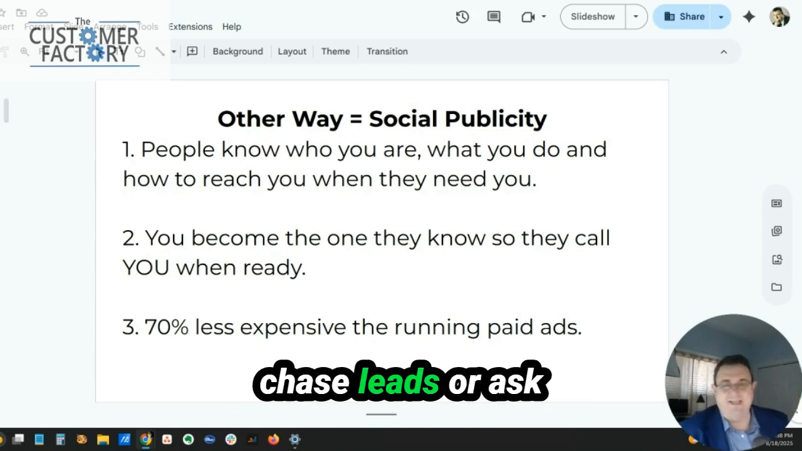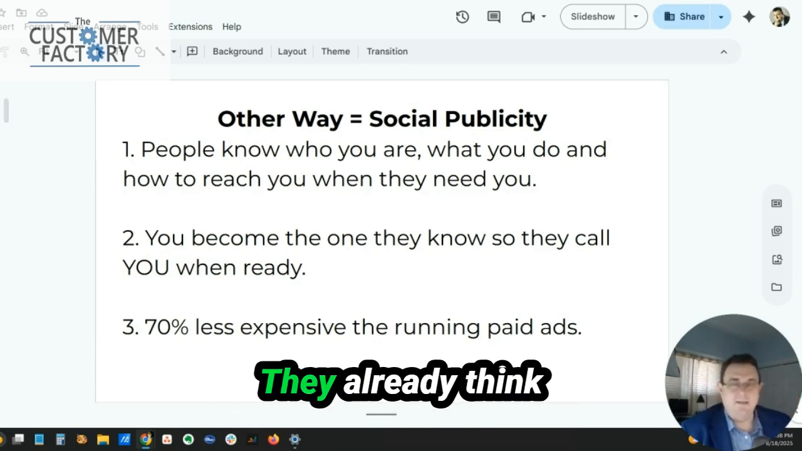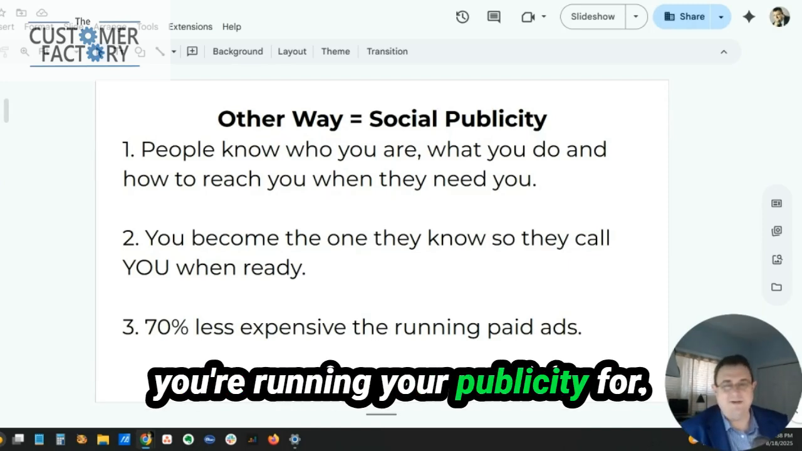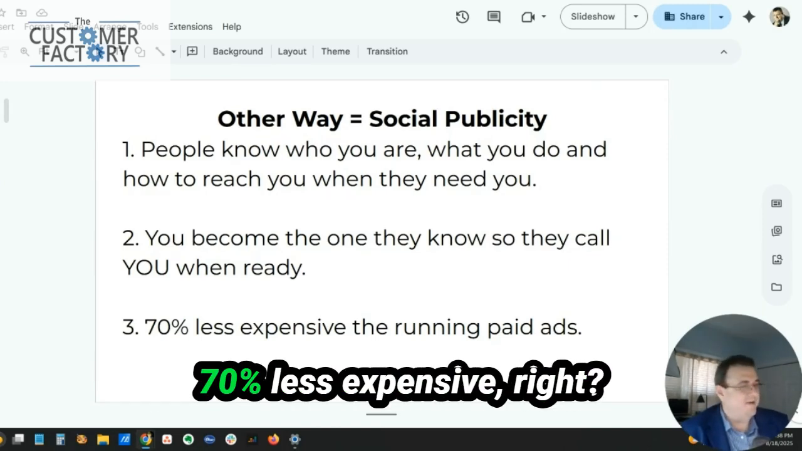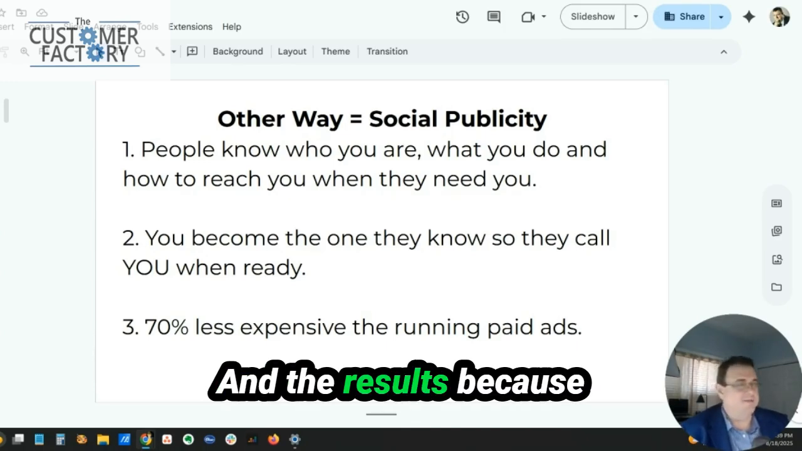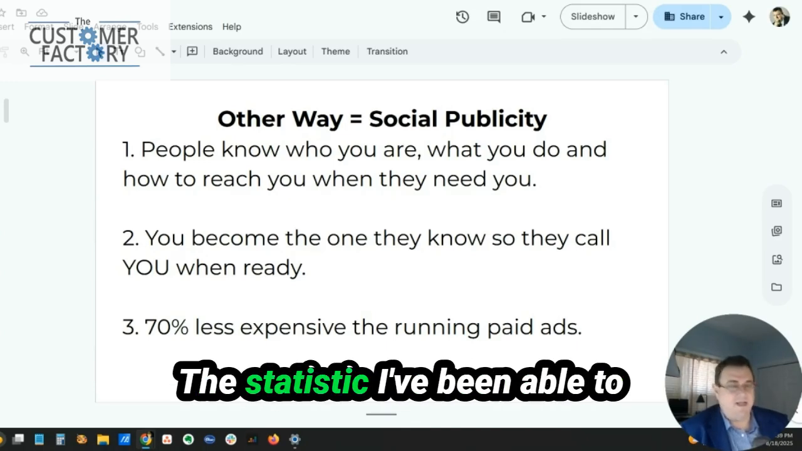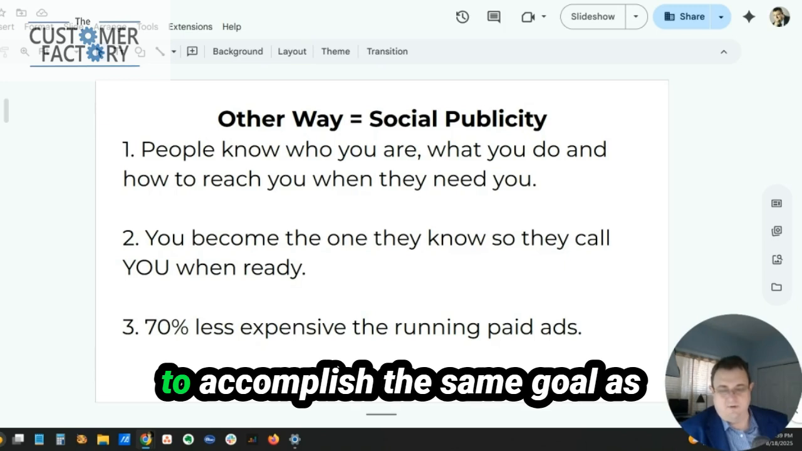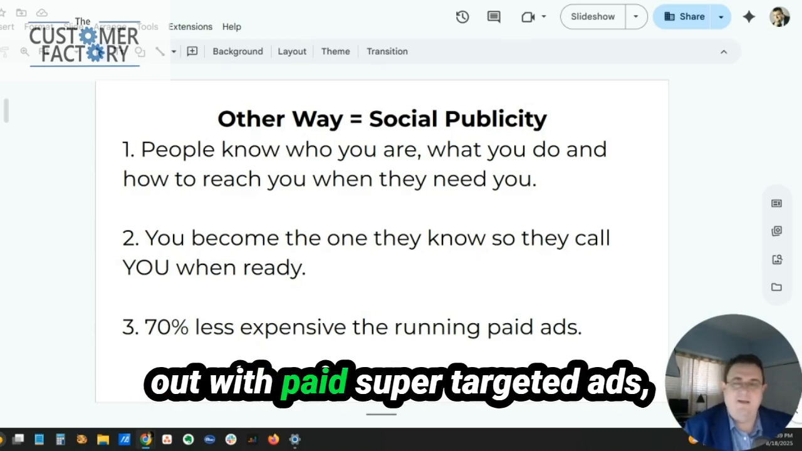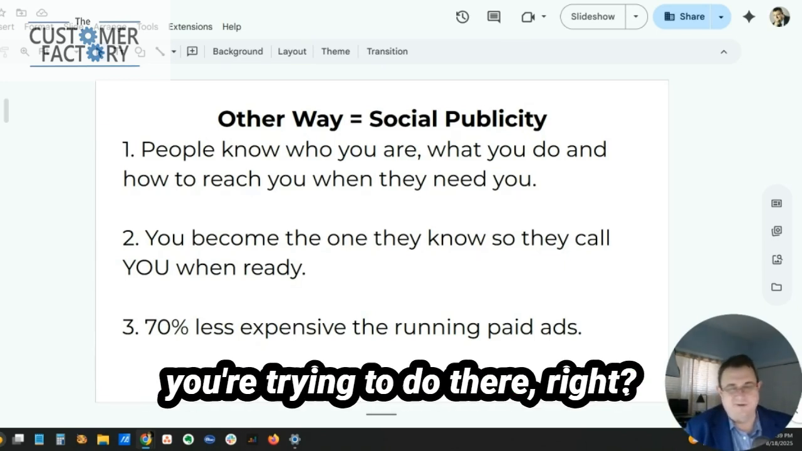You don't have to chase leads or ask them, please come in. They already think they know you. They already feel like they know you. They've been seeing you for months or years, however long you're running your publicity for. And because of that, it's 70% less expensive. The ads are so much less expensive, and the results build up over time. The statistic I've been able to find is that it's 70% less expensive to accomplish the same goal as you would by gutting it out with paid, super targeted ads, trying to get leads or whatever you're trying to do there, right?